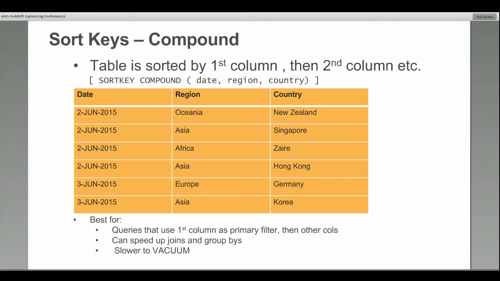The compound sort key, in this case, I have date, region, and country in a compound sort key. This is where I might have a query where I want to use the first column as my primary filter, and then I want to filter on the remaining columns. Again, this can help me with joins and group bys, but it's going to be a little bit slower to vacuum because now I have 3 columns in my sort key and all 3 need to be sorted.